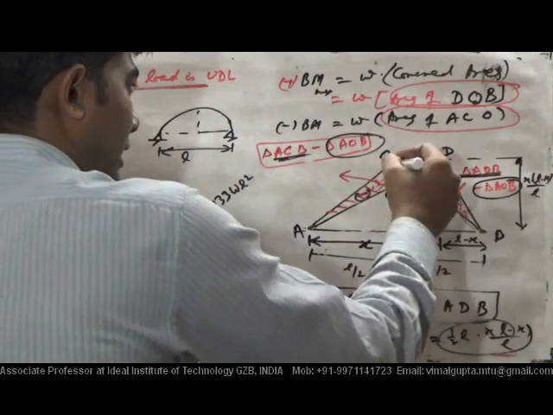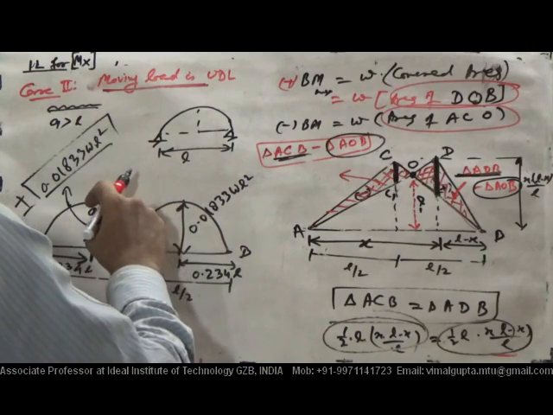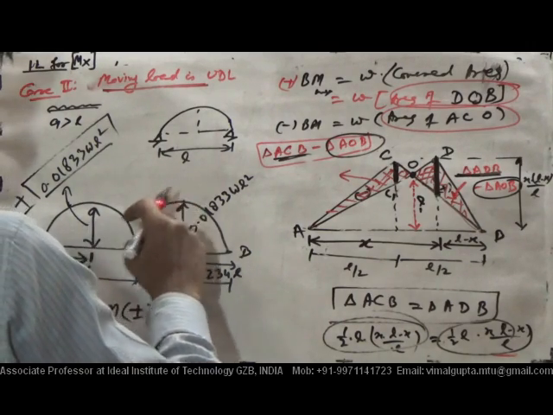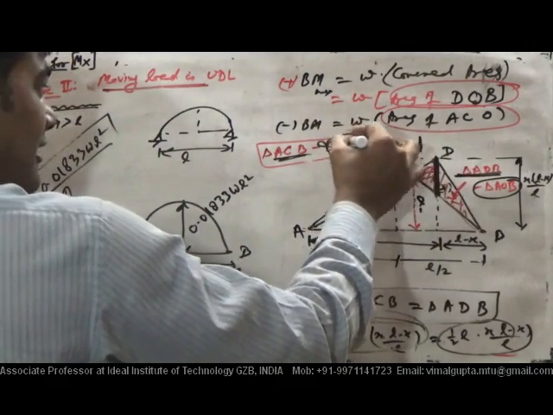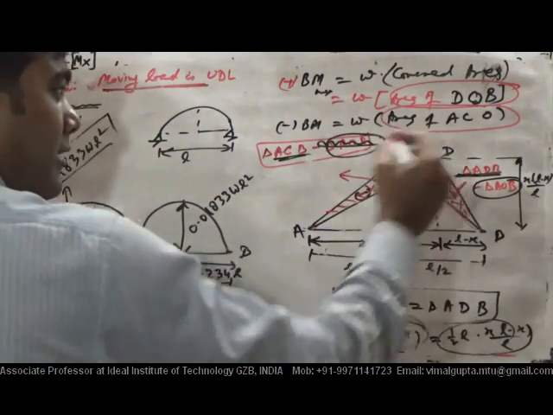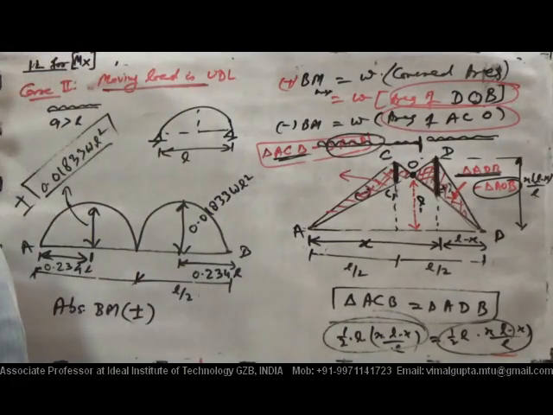This value. Okay, and for UDL, if UDL is there, then for positive bending moment it should occupy this place. For maximum bending moment, either in this place or in this place, it will have the same meaning. Okay, it will have the same value.